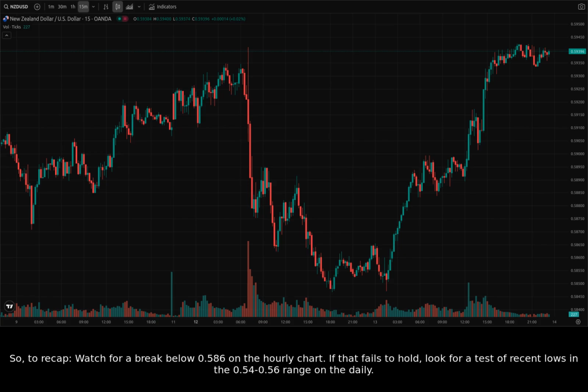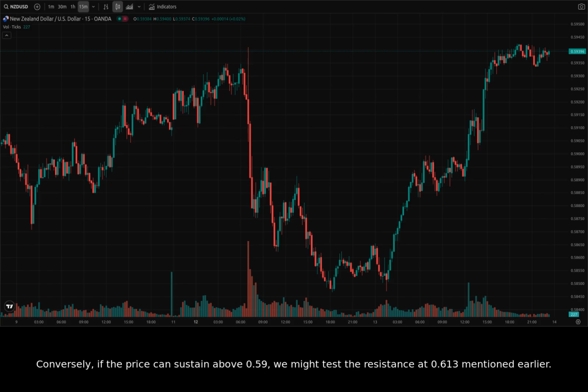So, to recap, watch for a break below 0.586 on the hourly chart. If that fails to hold, look for a test of recent lows in the 0.54 to 0.56 range on the daily. Conversely, if the price can sustain above 0.59, we might test the resistance at 0.613 mentioned earlier.